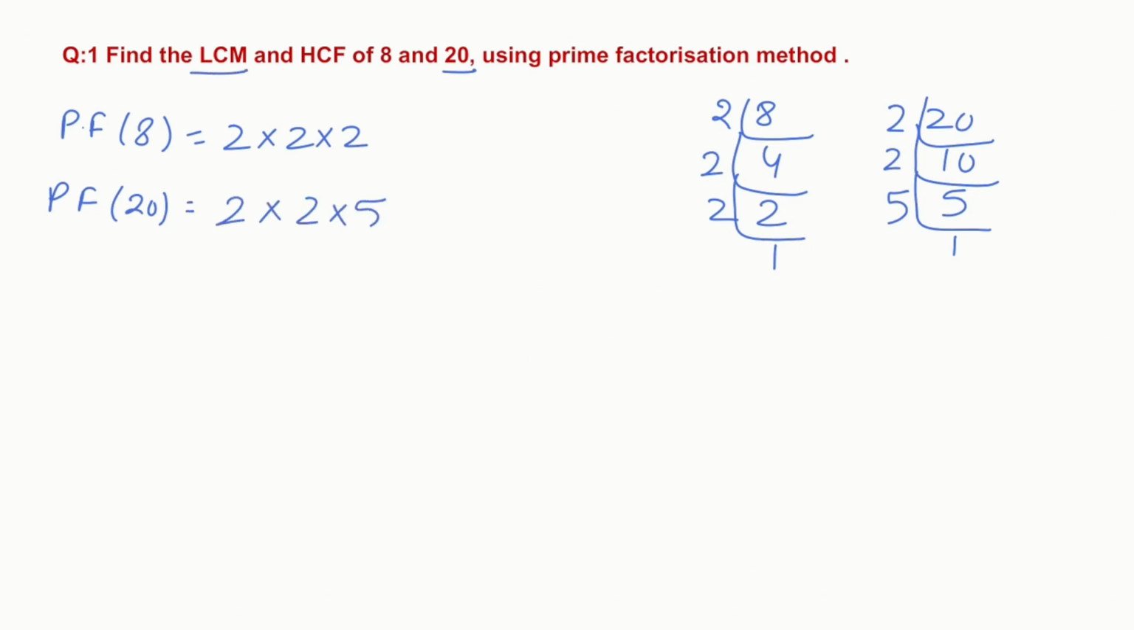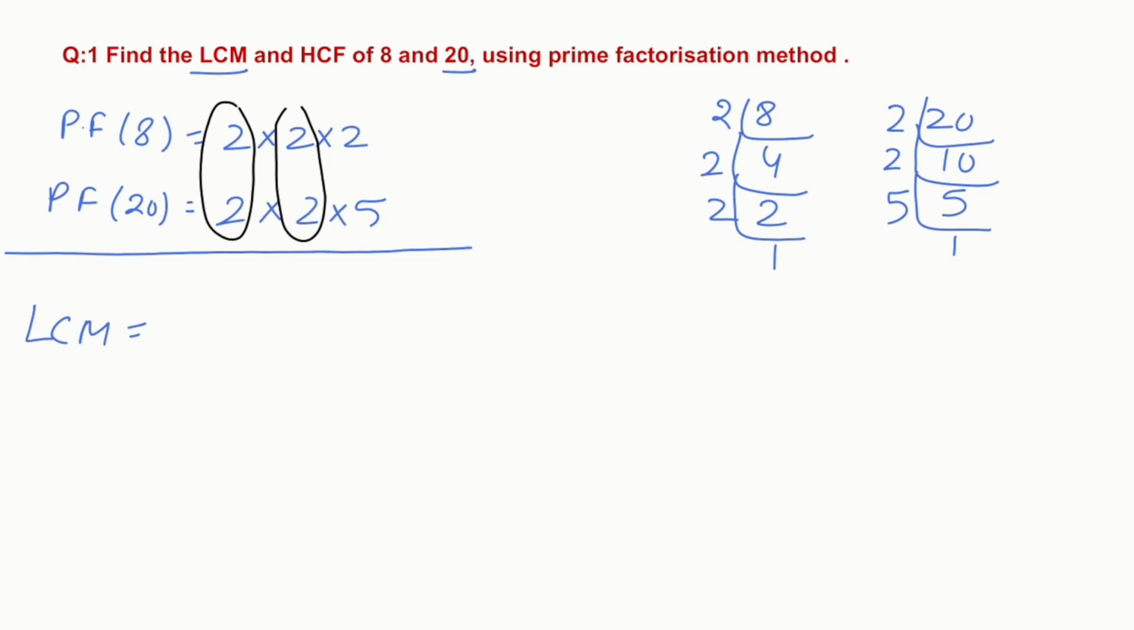Now we need to find the LCM. So for the LCM, first we will see what the common factors are between 8 and 20. So 2 is a common factor and another pair of 2 is also a common factor. We will write the common numbers only once. So these are the two numbers we will write only once. Then we will write this 2 and this 5. So the LCM is 40.